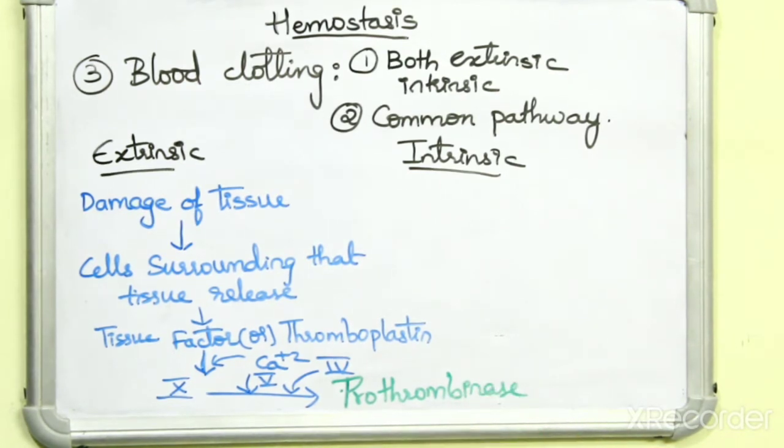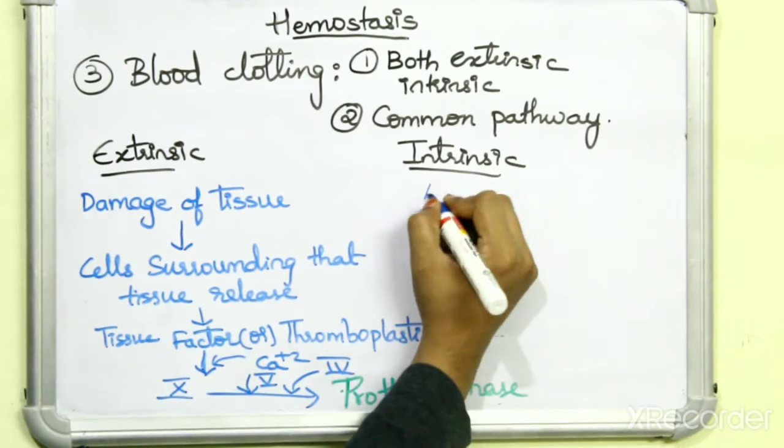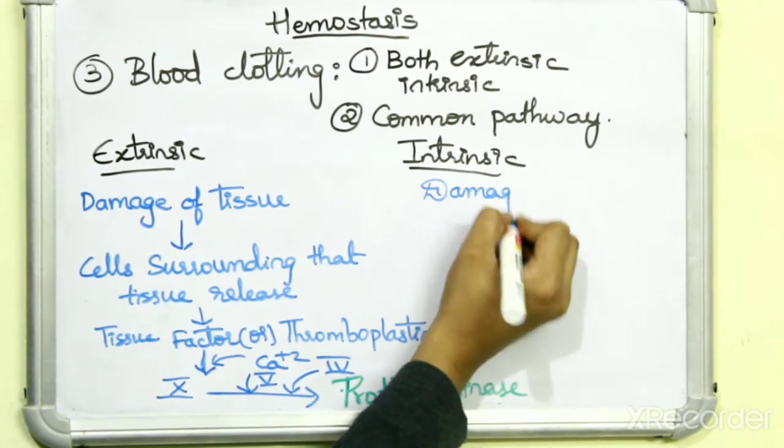See, the product is similar, but the pathways are different here. So in the extrinsic pathway, the external tissue is releasing a factor, that is thromboplastin. Coming to the intrinsic pathway, what happens? Here the damage of the endothelium occurs.